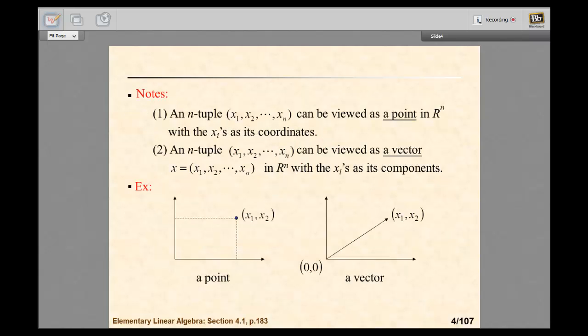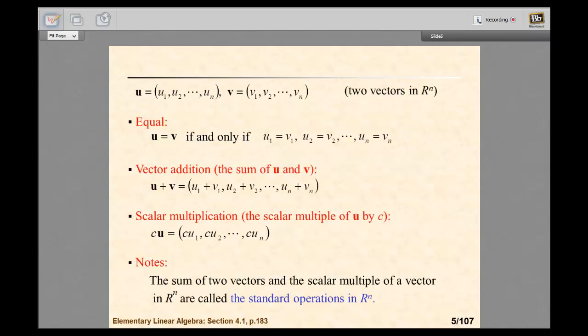An n-tuple x1, x2, ..., xn can be viewed as a point in Rn with xi as a coordinate, and the n-tuple x1, x2, ..., xn can also be viewed as a vector. So these are in a vector space. A point can be defined like this, and a vector can be defined like this. These are the point, and this is a vector.